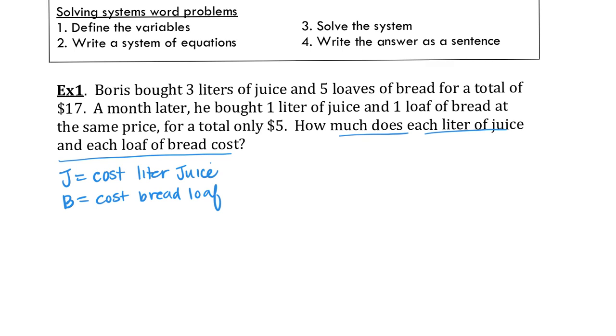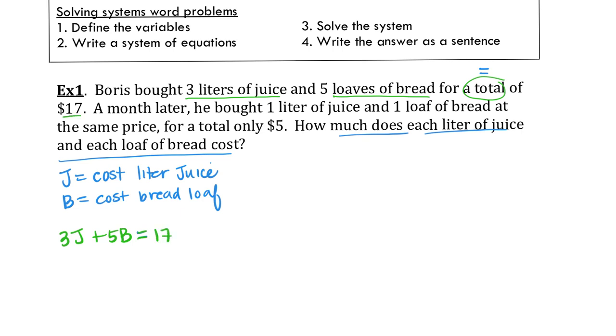So we're going to read through the question using J and B and look for information I can turn into an equation. Okay, so what did I start over? Boris bought 3 liters of juice and 5 loaves of bread for a total of $17. So he's saying that 3 liters of juice plus 5 loaves of bread have a total price, or they equal, what are they equal to? $17.